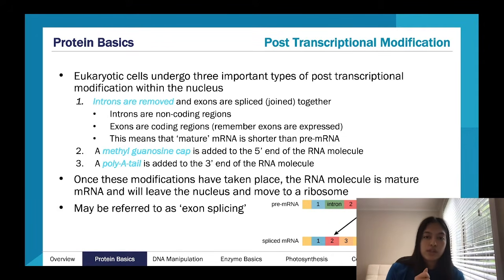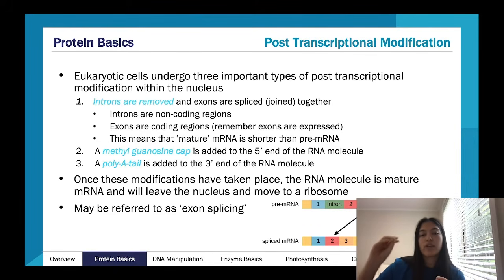So our introns are removed. Basically in DNA, we've got little sections that don't code for anything. So they're essentially a little bit worthless when we want to produce our protein. So we get rid of them. That is why mRNA is a little bit shorter.